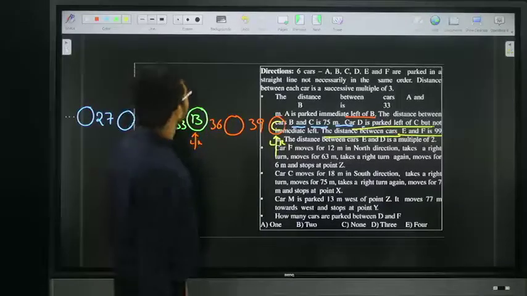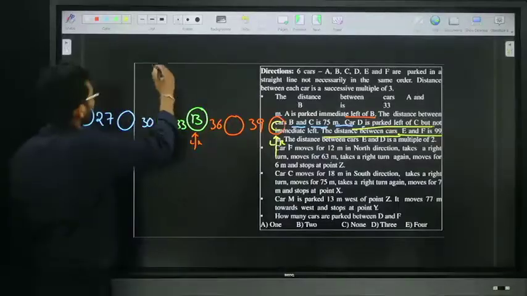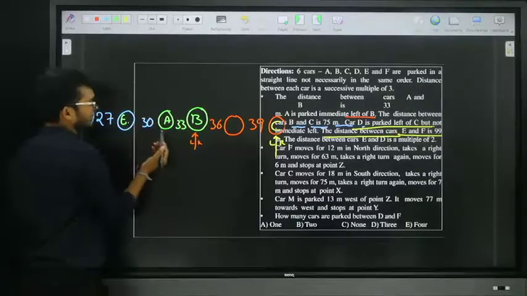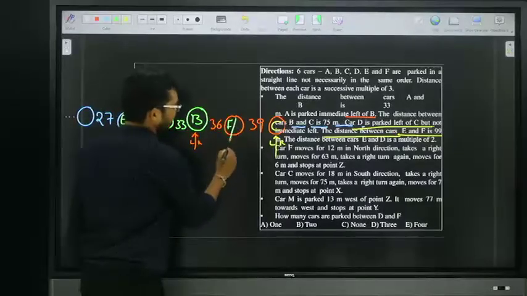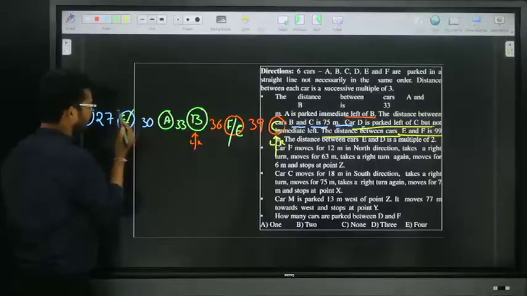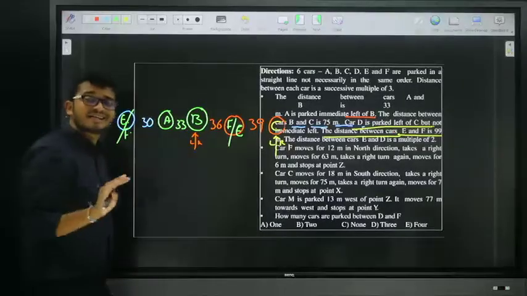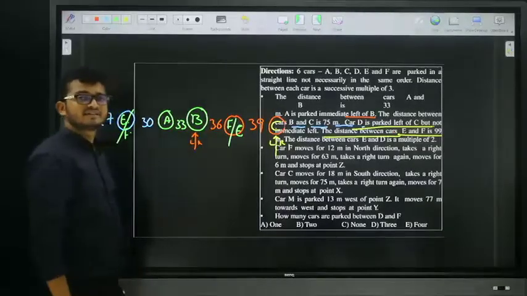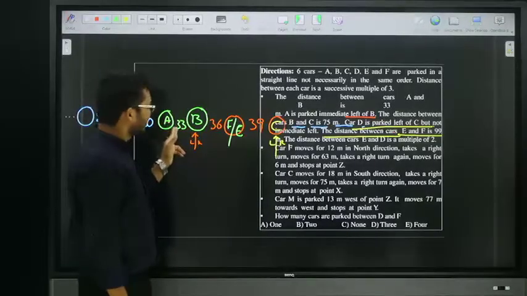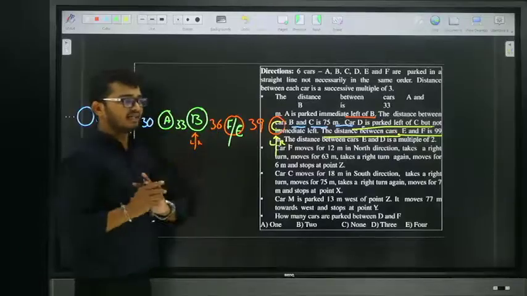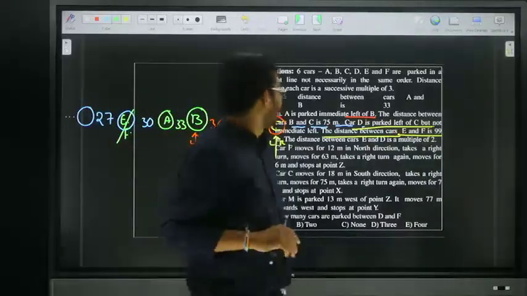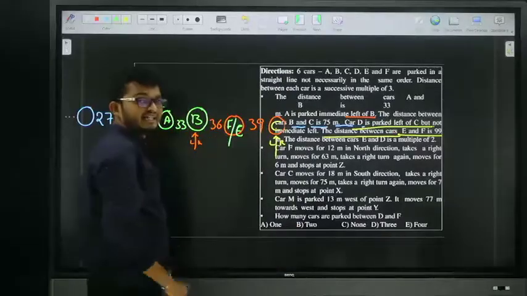Yes. That means here the distance between car E and F. This one is E, then this one is F. Otherwise this one is E, then this one is F. Now friends, here the distance between car E and F is 99. See here, 30, 33 total is 63. 63 plus 36 total is 99. Yes, the distance between car E and F is 99.